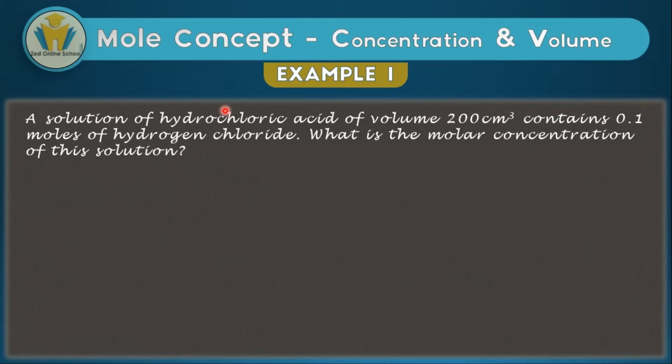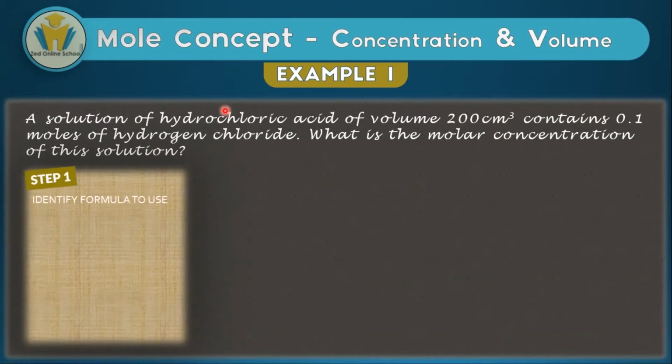Now, remember that our first step is identifying the formula to use, right? That's what we're going to do here. We have the volume and the number of moles. So we know we can use the concentration formula. C is equal to N over V. Now, next is us looking for the needed data. We need the number of moles, we need the volume.